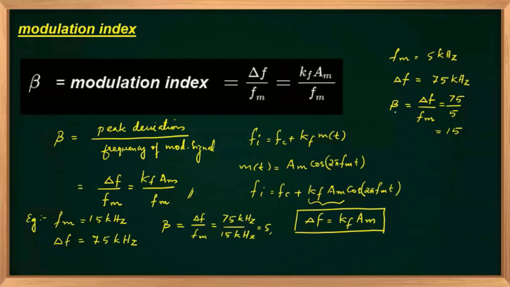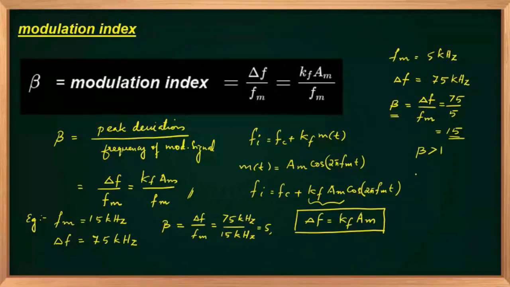So in this case, modulation index depends on the frequency of the modulating signal. The modulating signal frequency has a role in determining the modulation index. Further, modulation index in FM can be greater than 1. Usually for commercial broadcast, it is greater than 5. So beta can be greater than 1 in the case of an FM signal.